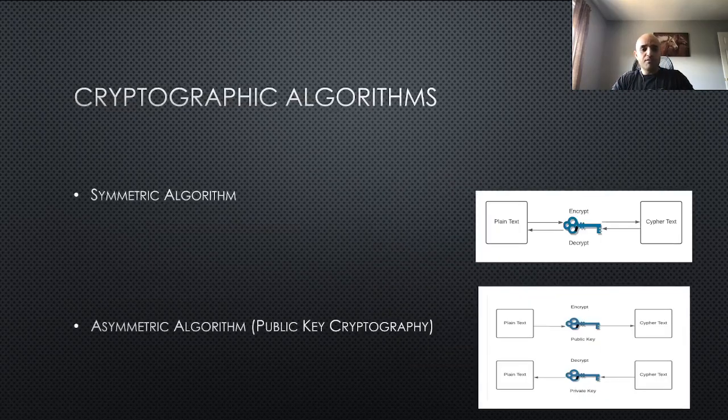These two are examples of symmetric algorithms. Symmetric algorithms are algorithms where you use one key to both encrypt and decrypt the data, to take the plain text and convert it to ciphertext, and take the ciphertext and convert it to plain text.